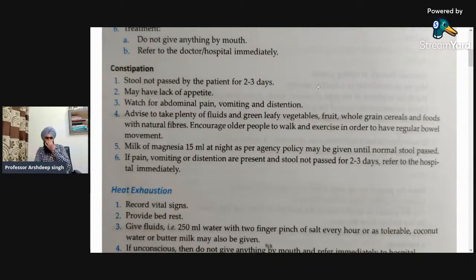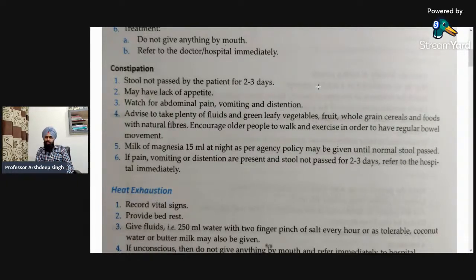In constipation, the stool is not passed by the patient for 2 to 3 days. That is the condition. Constipation is when there is difficulty in passing the stool due to many factors, like the digestive system not working effectively, or any type of disease related to the excretory system. That may lead to constipation. It can range from mild to severe. So when stool is not passed for 2 to 3 days, this condition is known as constipation.